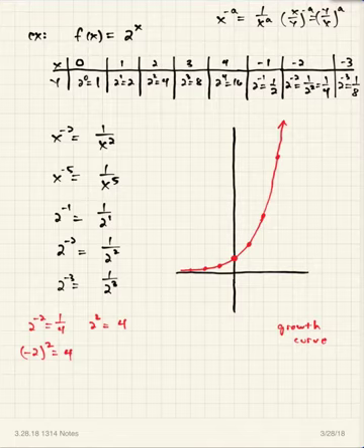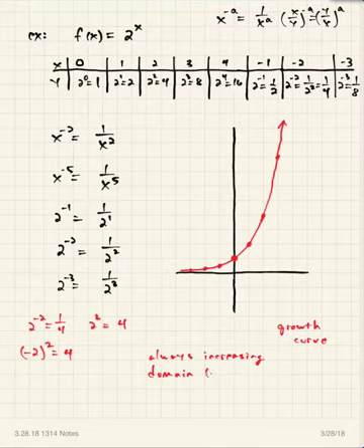A couple of things to talk about with this graph. Notice it's always increasing, right? So it's always a rising graph, never a decreasing graph. Also notice that the domain here is all reals. If you just look at the graph, there are no breaks or tears in this graph, and so the domain is all real numbers.